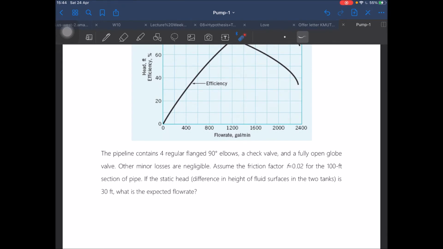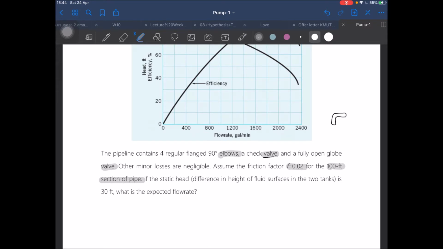Yeah, just move on to this one. So this pipe contains 4 regular flanged 90 elbows. So elbows are like this. Sorry for my awful drawing. It's like this 90 thing here, and we have a check valve. So we have elbow, check valve. We have a fully open globe valve, and other minor losses are negligible. So assume the friction factor as this point and the 100 feet section of pipe.